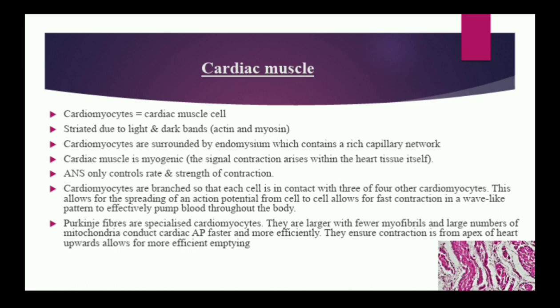Purkinje fibers are specialized cardiomyocytes. They are larger with fewer myofibrils and larger number of mitochondria, conduct cardiac AP faster and more efficiently. They ensure contraction is from apex of heart upwards, allows for more efficient emptying.